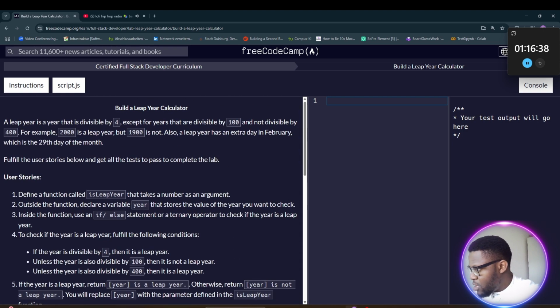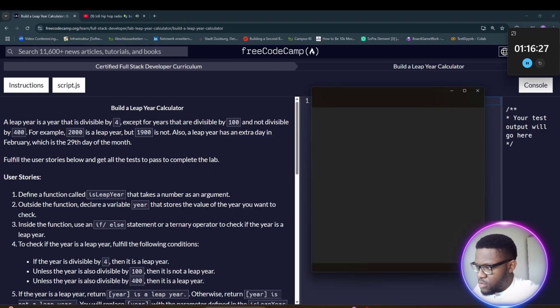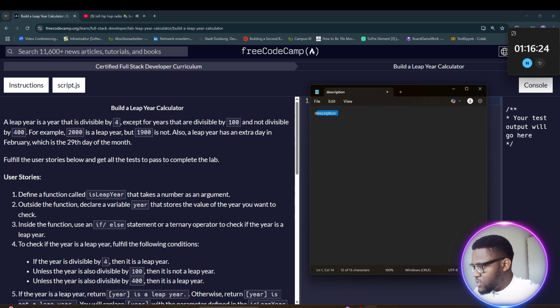So we are here. We are supposed to build a leap year calculator. First of all, we'll start with the definition. Let me open my notepad. I'll start with the description. Definition, description. So what's a leap year? A leap year is a year that is divisible by 4.